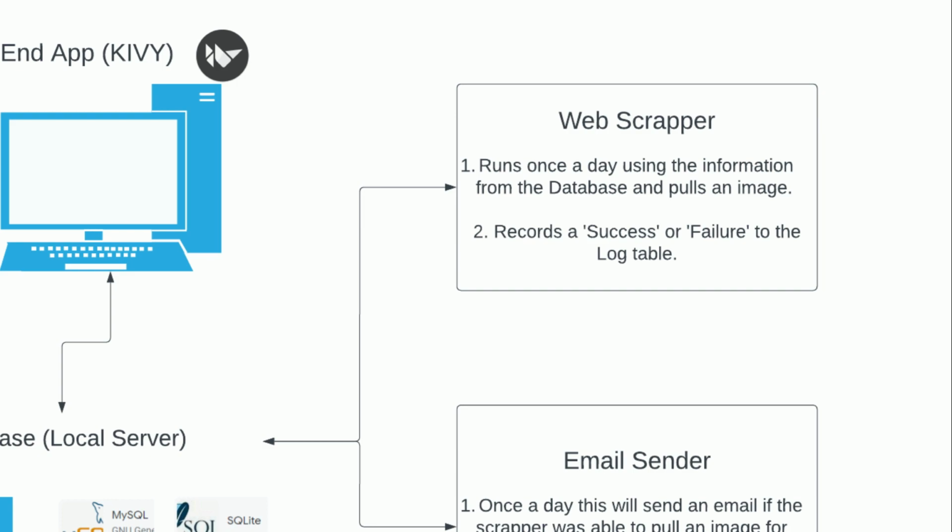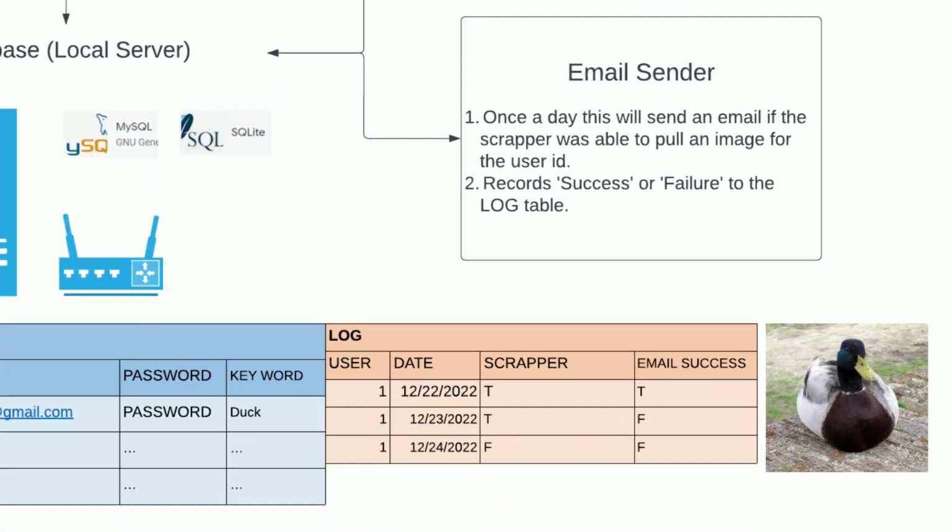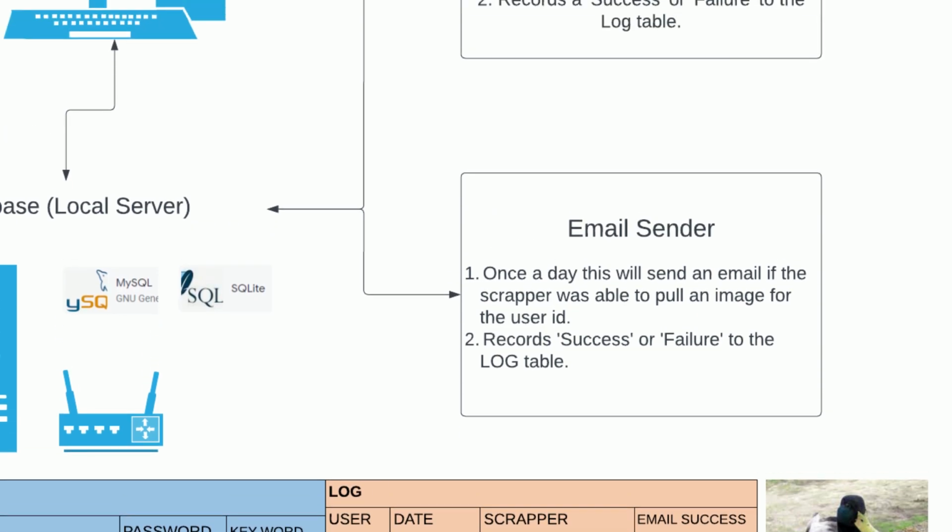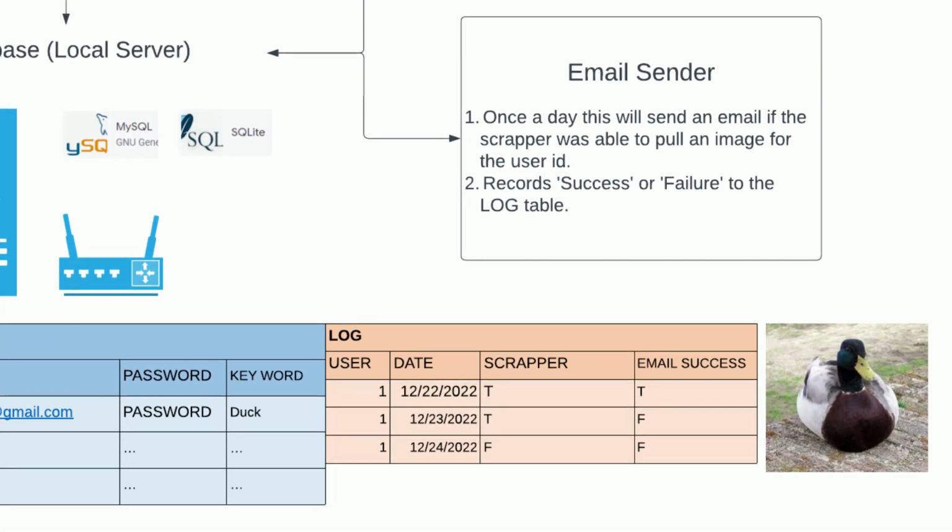I'll pull the keyword from the table row by row and store images using the user ID as the image name. It'll then record whether or not the image was scraped successfully and update that information into the log table. Once the web scrape is complete, another Python script will run, sending the image to the email address stored in the user data table. Just like the previous script, the log table will be used to record whether or not the job was completed successfully.